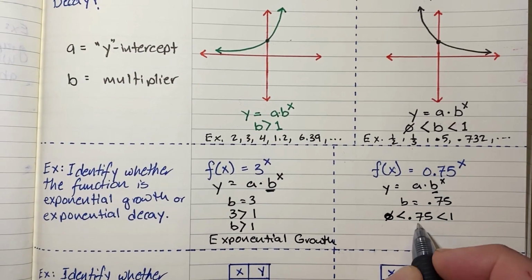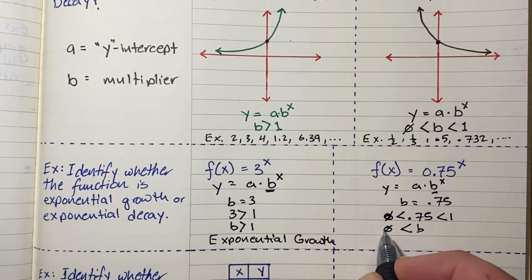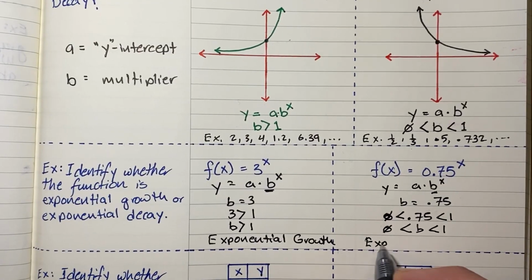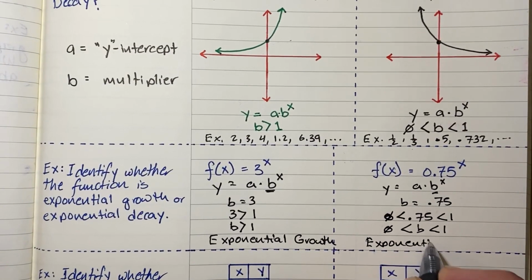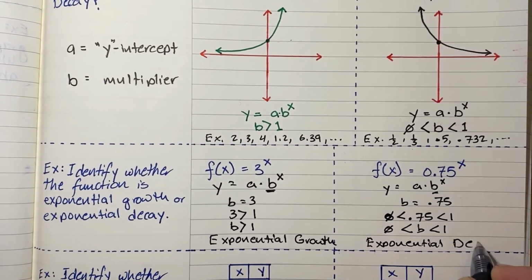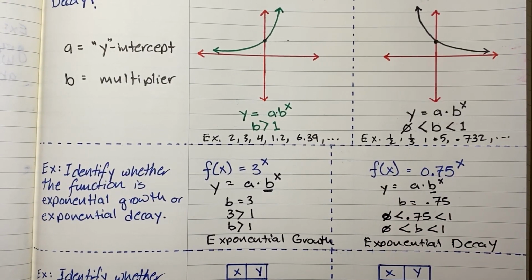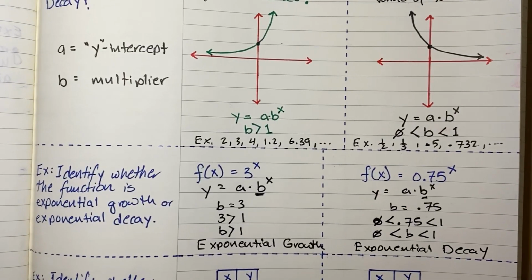So if b is greater than 0 but less than 1, then we call this exponential decay. So it's going down, okay? It's dying out, okay? So let's go ahead and take a look at the next example.